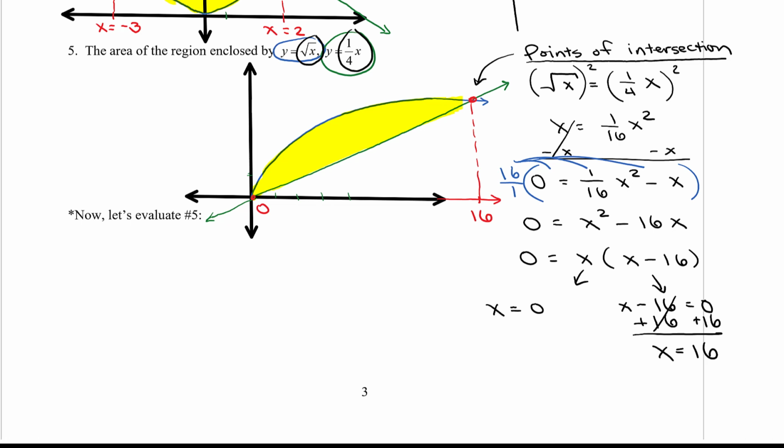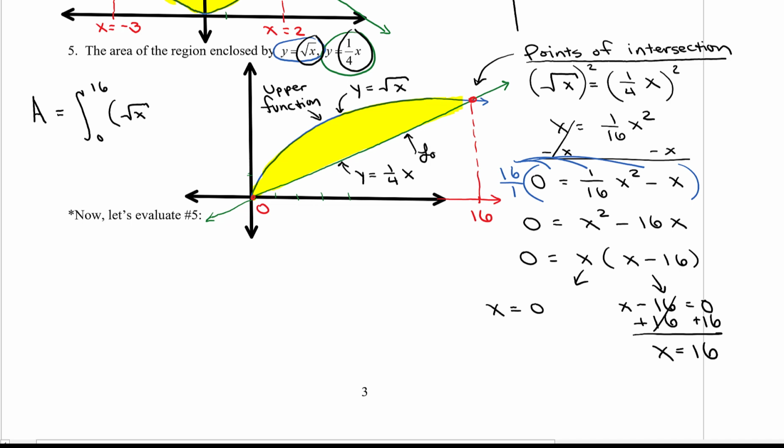So I've gone ahead and labeled 16 on the x-axis, right where my dashed line meets the x-axis from that point of intersection. My integral is going to be A equals the definite integral from 0 to 16 of, we're going to open up a set of parentheses and write square root of x. And I'm writing over here on the graph with an arrow pointing to my upper function. I labeled the equation y equals the square root of x, and I wrote down the words upper function. And then for my line that's underneath, I drew an arrow with the equation y equals 1/4 x, and also another arrow pointing at it saying lower function.